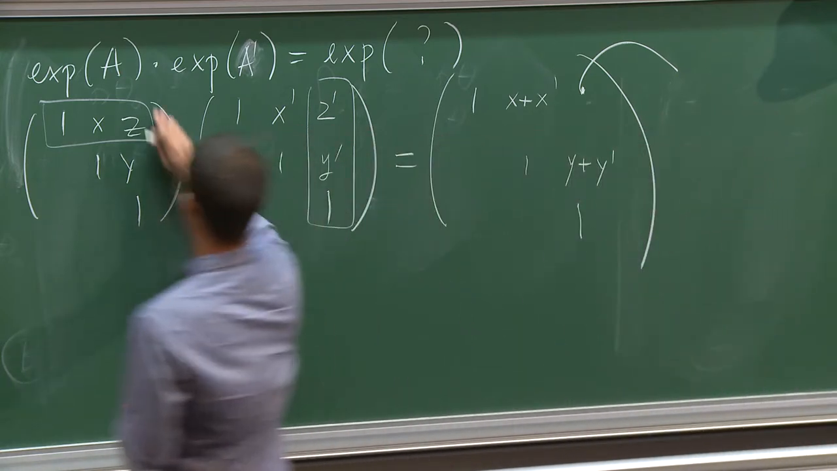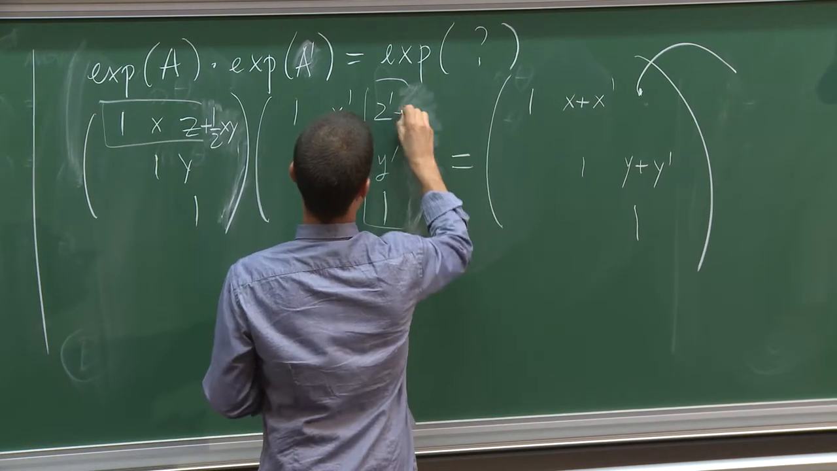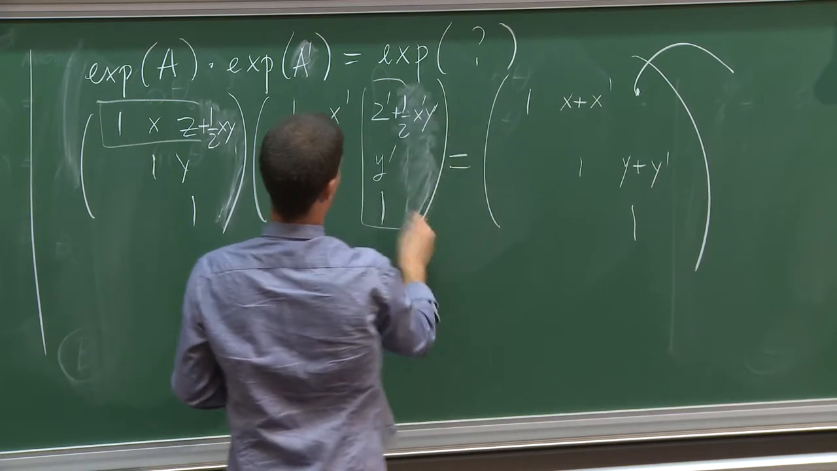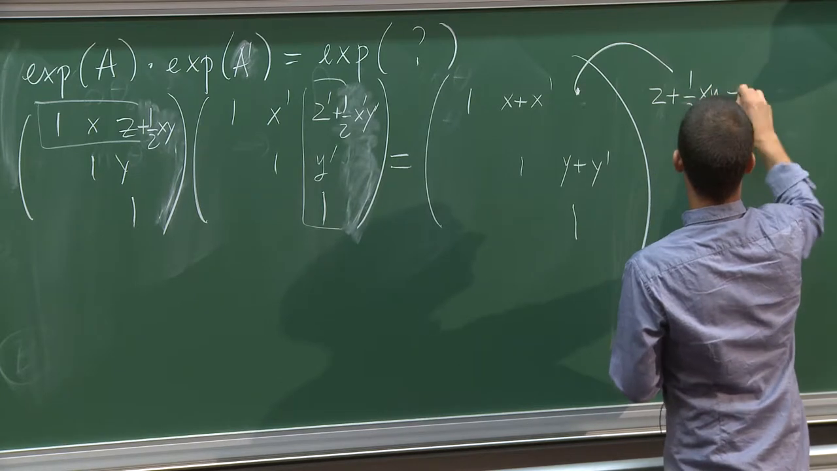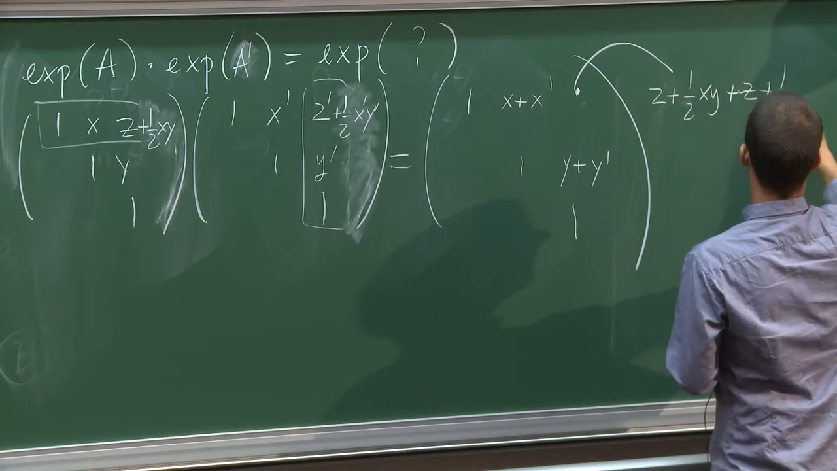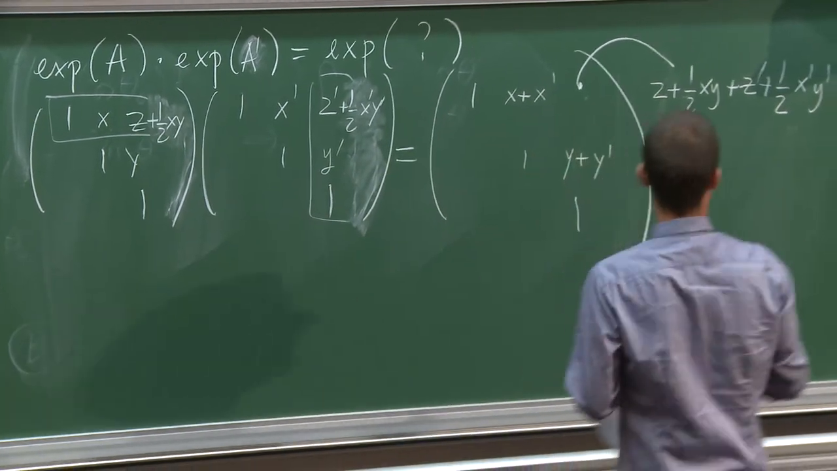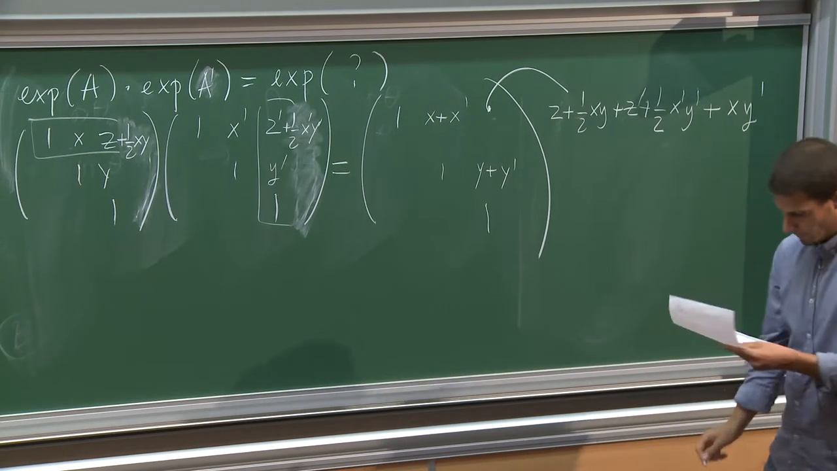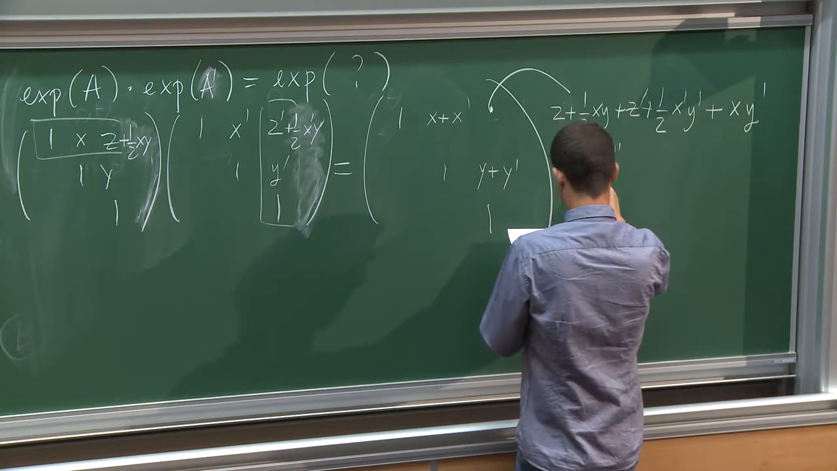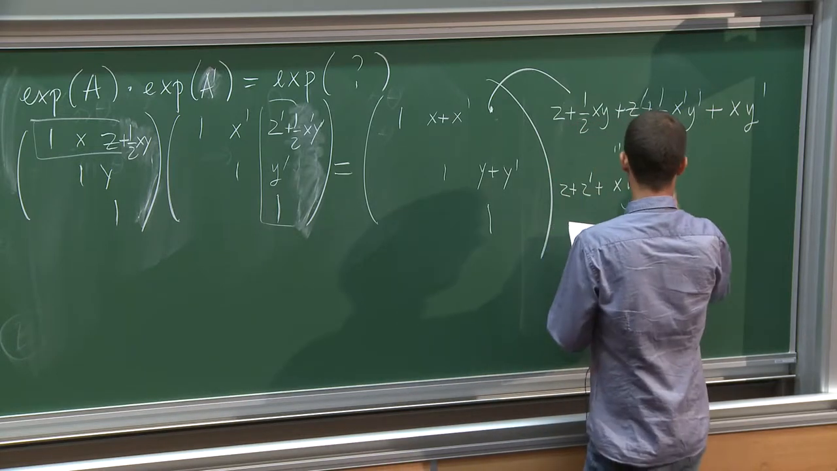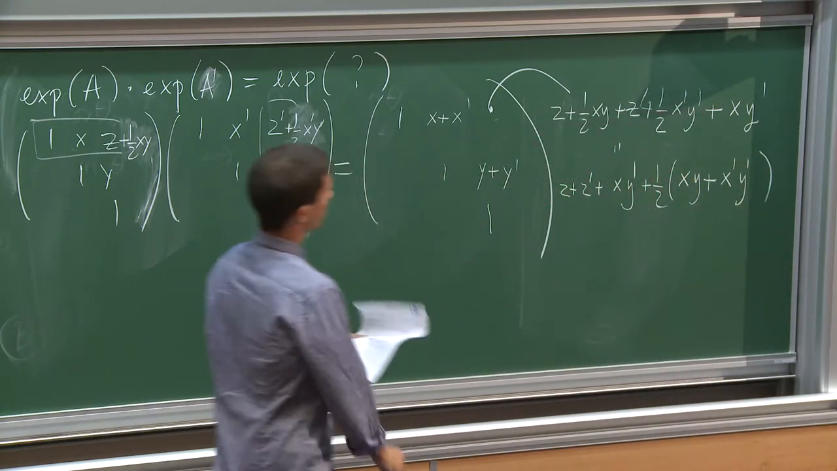No, I said something wrong, I'm sorry. Here there is this, and here there is this. Okay, now it's better. And so there you have z plus 1/2 xy plus z prime plus 1/2 x prime y prime. And then there is also this x y prime. So it's z plus z prime plus x y prime, and then 1/2 of this guy, x y plus x prime y prime. This is what you can read there.